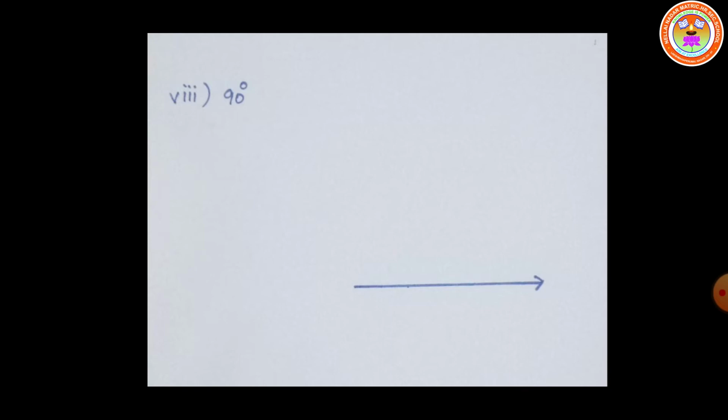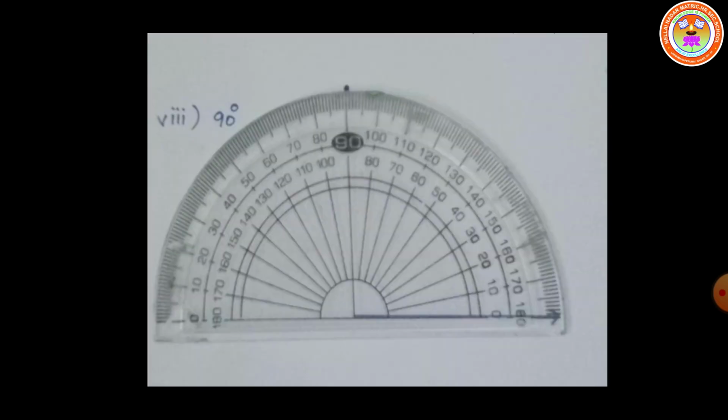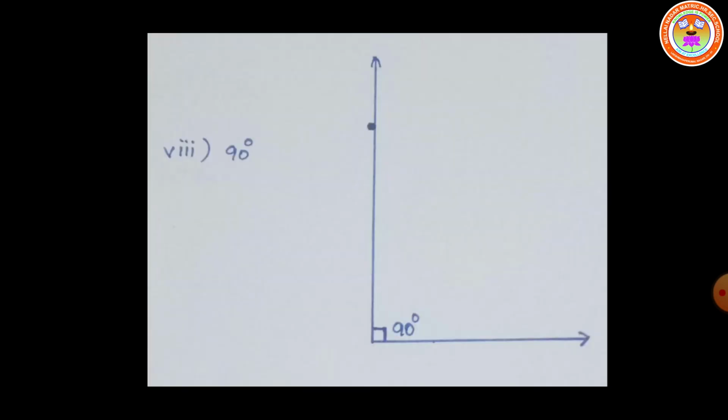Then keep the center of the protractor to the starting point of this ray. See where 0 comes along the base ray in the inner scale reading. So in the inner scale reading you see where 90 degree comes. So mark the point for 90 degree. Then remove the protractor and join by another ray. Angle between these two rays is 90 degree. So mark the angle as 90 degree.